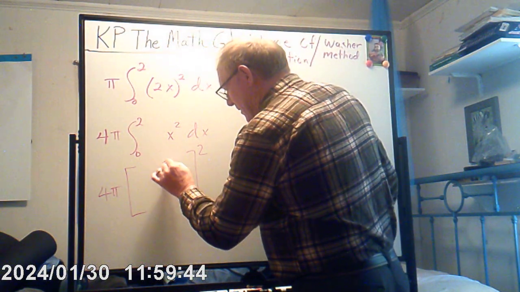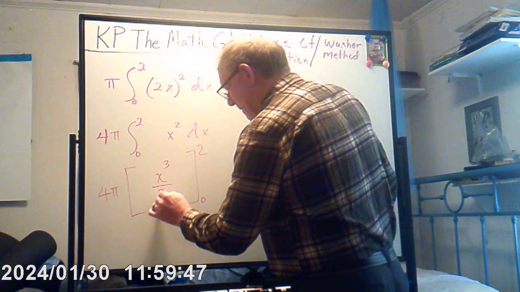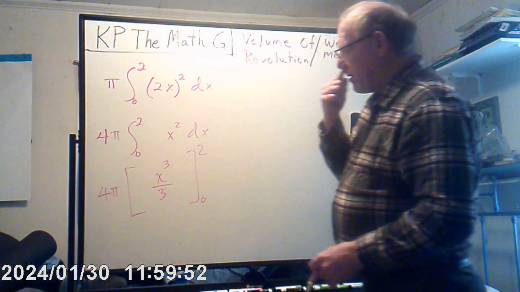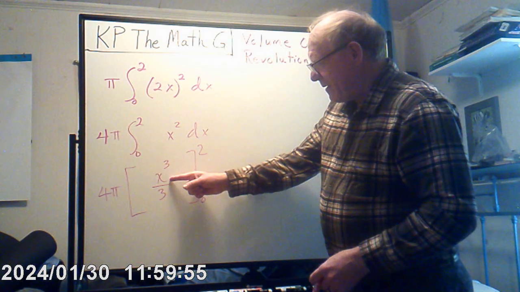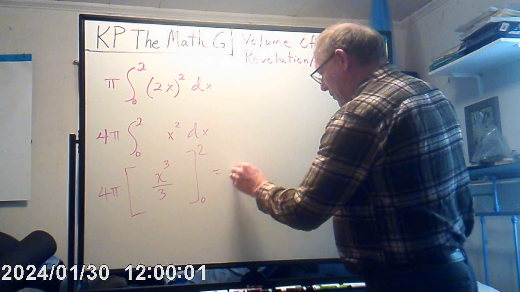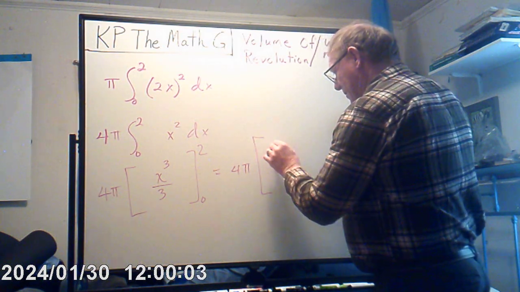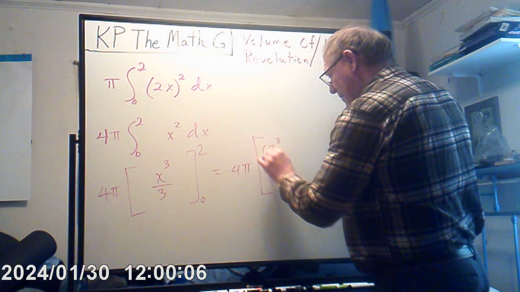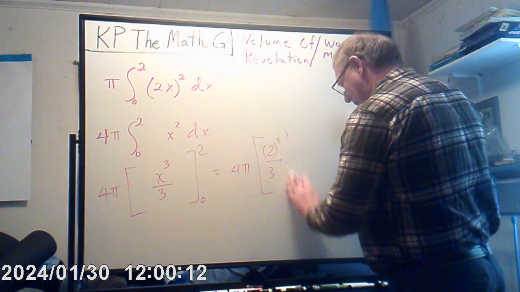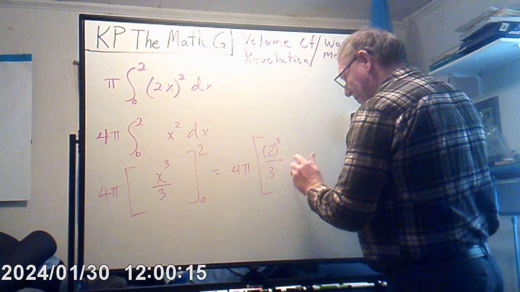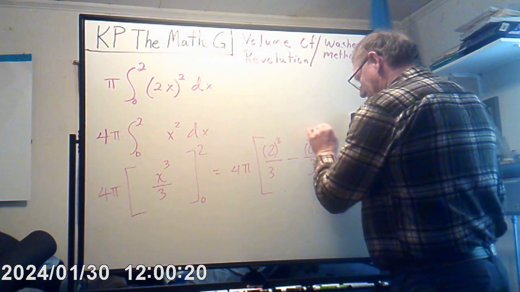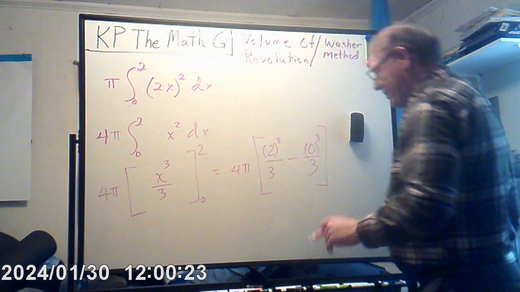X cubed over 3. Alright, so really, after we squared this, now it's x cubed over 3. So now we just plug the 2 in, so 4 pi, 2 cubed over 3. Also, I always forget that there is a 0. I could put minus 0 cubed to make it kosher there.